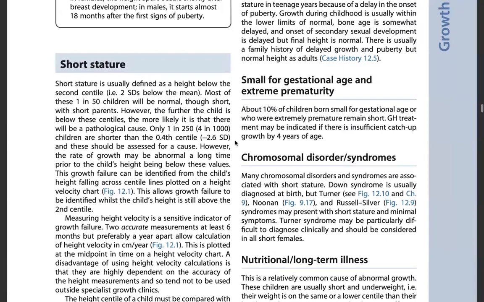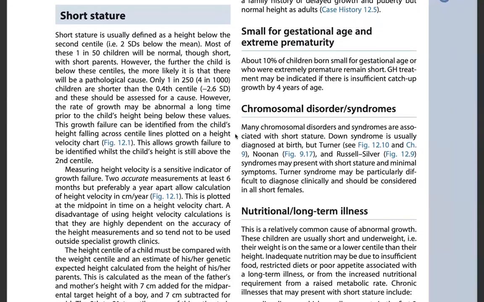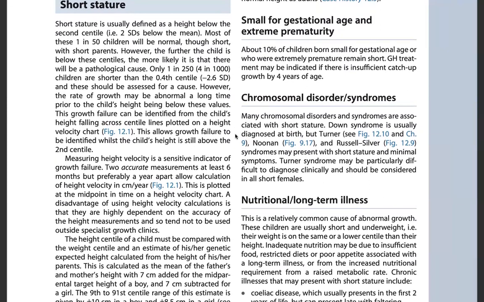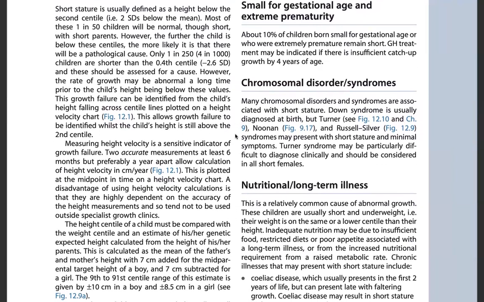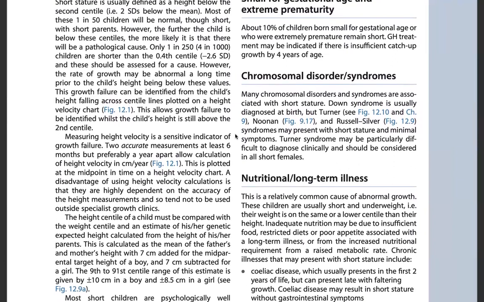Now, short stature is usually defined as a height below the second centile, or 2 standard deviations below the mean. Most of these 1 in 50 children would be normal, though short, with short parents. However, the further the child is below these centiles, the more likely it is that there will be a pathological cause. Only 1 in 250, 4 in 1000 children, are shorter than the 0.4th centile, minus 2.6 standard deviations, and these should be assessed for a cause.